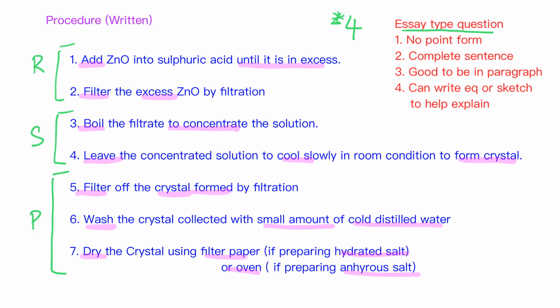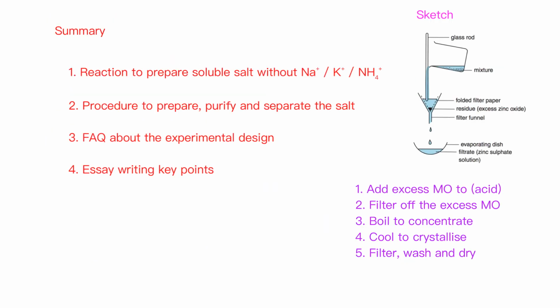Second, you have to remember you have to have complete sentences. No sentence fragments, and as far as possible, put it in a paragraph. And sometimes you may want to have equations or sketches to help you explain. So to summarize, we react to prepare soluble salt, without Na+, K+, NH4+. The reaction that we have will include metal oxide and metal carbonate reacting with the acid. But the one that I prefer will be metal oxide all the time.